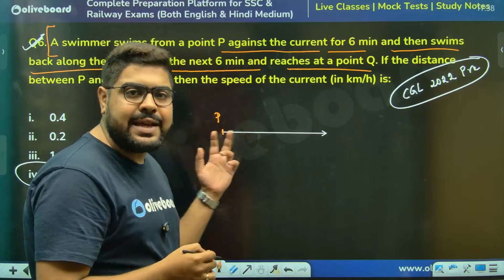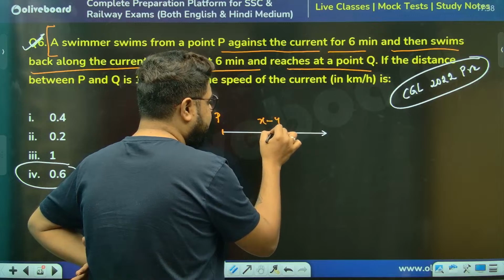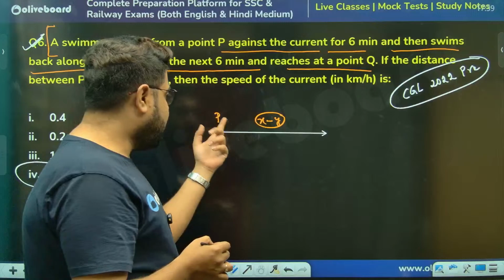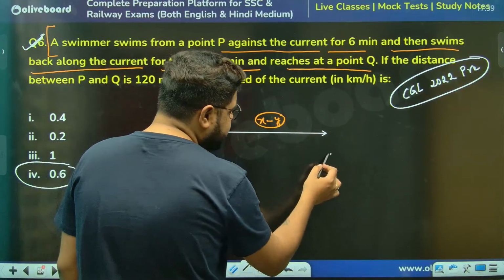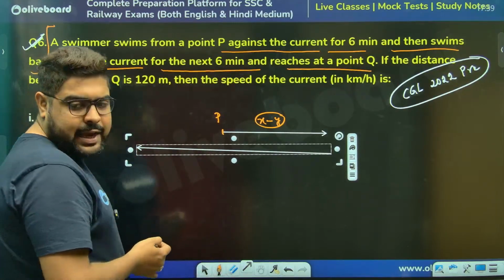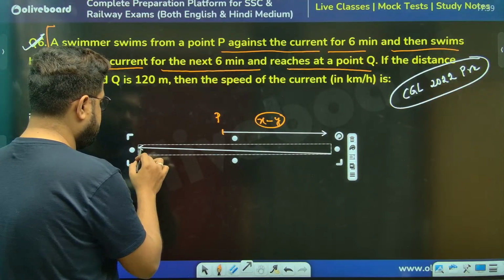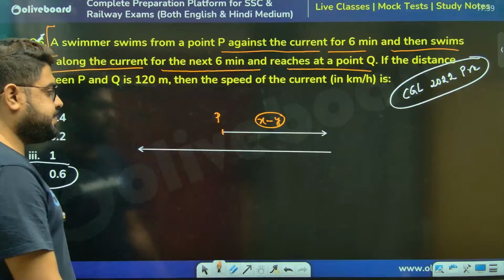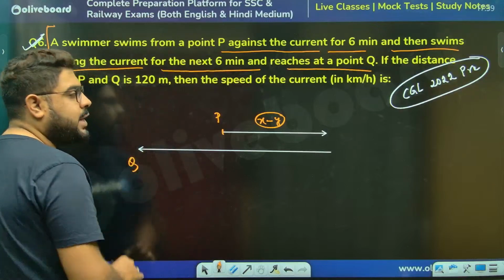Now this is against the current, meaning if his speed is x, it is upstream, so the speed is x minus y. Y is the speed of the stream. Now what is happening? Now he comes back for 6 minutes. If he comes back, he reaches a point Q.